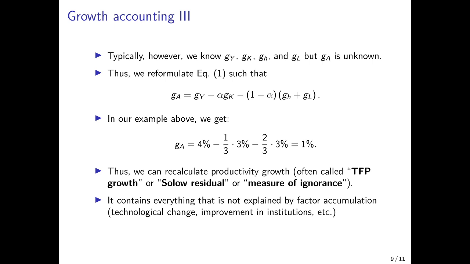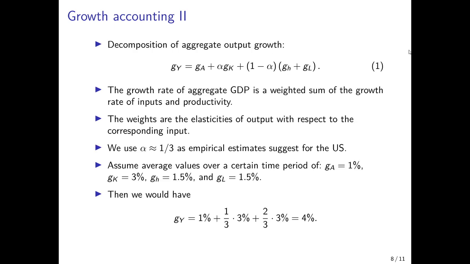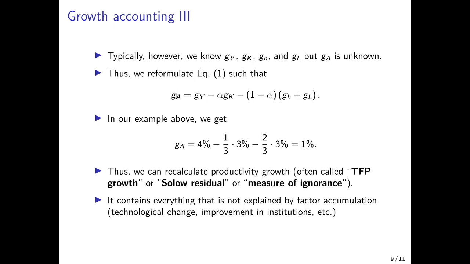Now we can use our decomposition from before to get an indirect measure for productivity growth. So we can derive it as a residual from all the other components that we know. So what we do is we reformulate equation 1 and bring productivity growth to the left-hand side. What we would then have is productivity growth as the difference between aggregate output growth and the contribution that we have to aggregate output growth from the accumulation of production factors, physical capital, human capital, and labor. Then we can derive growth in productivity as a residual measure.